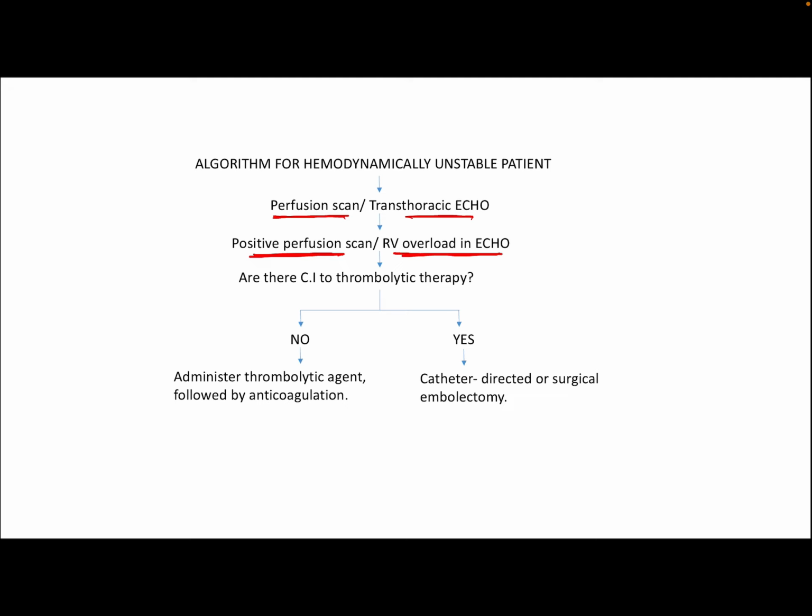Now suppose it's a positive perfusion scan, or if you find features of right ventricular overload in echo, that basically means that the right ventricle is actually against a high pressure from the pulmonary artery, meaning the pulmonary vascular resistance is high, leading to the right ventricular overload. So in those cases, you have to assess if there is any contraindication to thrombolytic therapy. So this is where you have to really consider thrombolytic therapy because the patient is unstable. If there are no contraindications, we can administer the thrombolytic agent followed by anticoagulation. And if the patient has contraindication to thrombolysis, we will go for a catheter-directed or a surgical embolectomy.